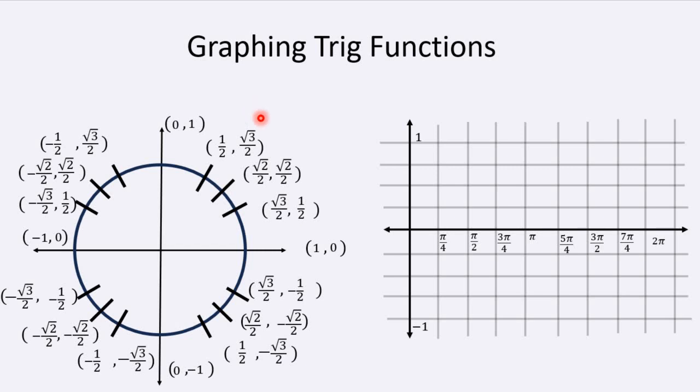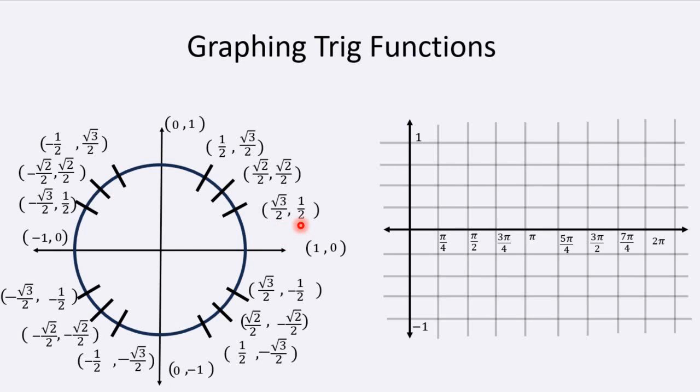Graphing trig functions. All right, let's graph a sine wave. So what we're going to do is take a look at the unit circle. And on the unit circle, we actually have three variables. We have the x, the y, but we also have the angles.